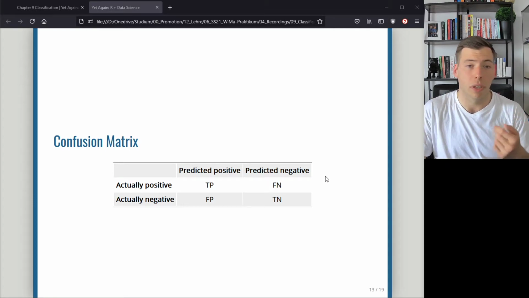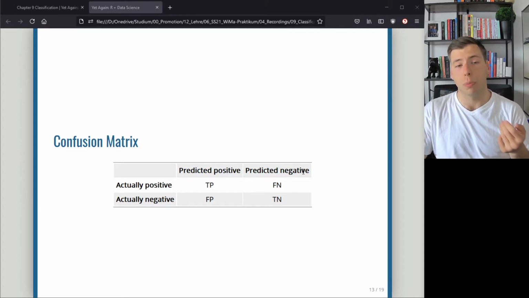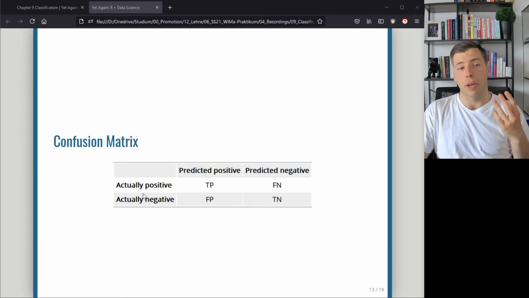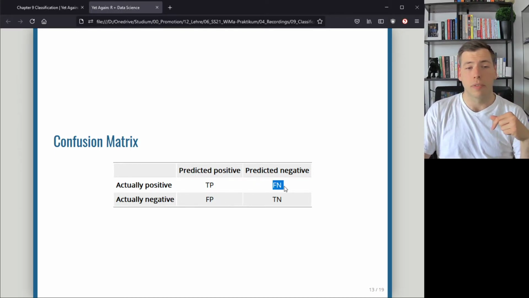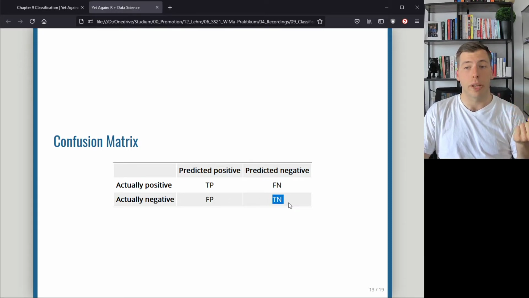So for instance, in our case, 1 could be positive, 0 could be negative. And then I could compare, is it actually positive and did I predict it as such? And then I get numbers here. So here I will count how many times something is actually positive and I predicted it as such. I would call this the true positive numbers. If I predicted something as being negative but it is actually positive, I call this the false negative numbers, and so on. So here you have false positives and here you have true negatives.